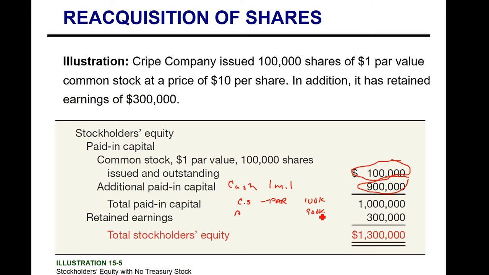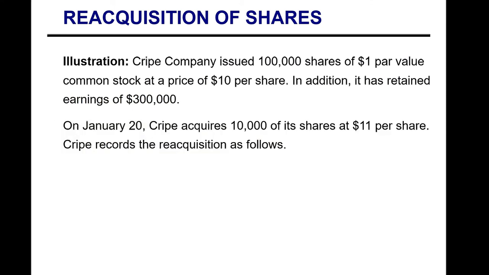Okay. And there's also $300,000 in retained earnings. Retained earnings is really that bucket. It's accumulated profits over the years, and so therefore they have $300,000 in retained earnings. Okay, so the total stockholders' equity is $1.3 million. Okay, so on January 20th, Kripe acquires 10,000 of its shares at $11 per share. So we're going to record the acquisition as follows, and basically all we do is record this dollar price at what the acquisition price is.